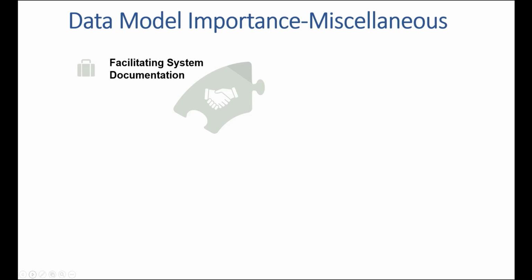So the first one is facilitating system documentation. A data model serves as a valuable source of documentation for information systems. They provide a comprehensive view of data requirements, structures, and relationships, which can be used for system documentation, training, and knowledge sharing among the team members.